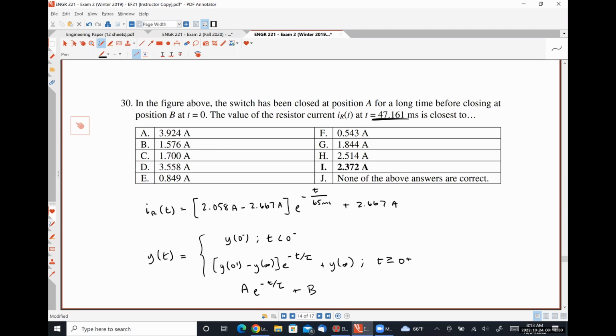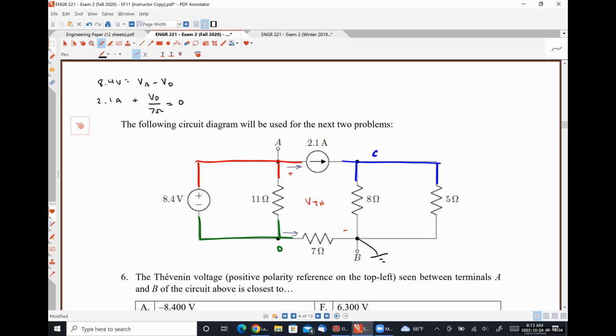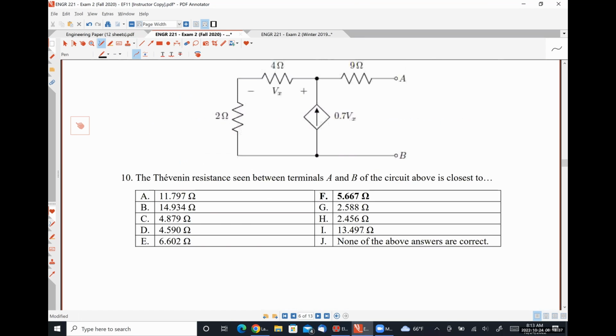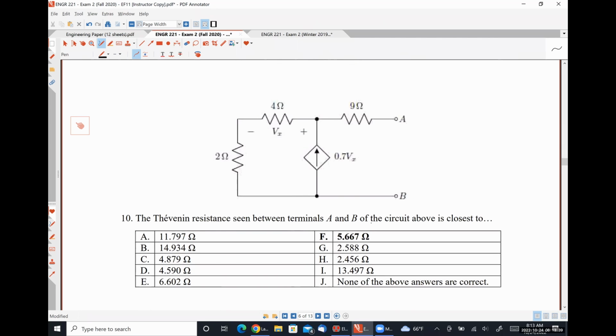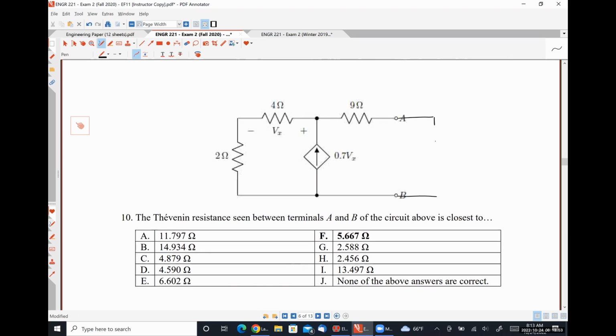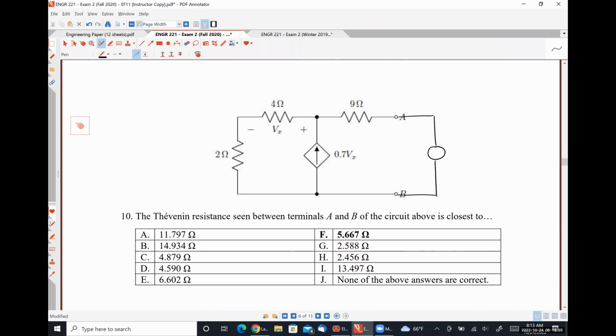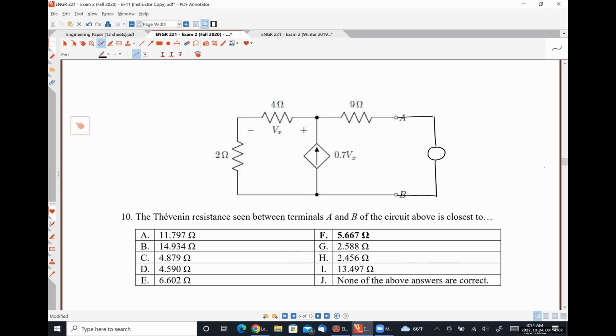Yes, Brody. All right. So since this circuit is looking for the Thevenin resistance and there are no independent sources, I'm going to have to use a test source method here. So give me just a moment to think about which one I want to use. I'm going to use a test.